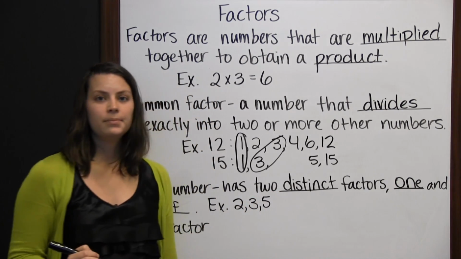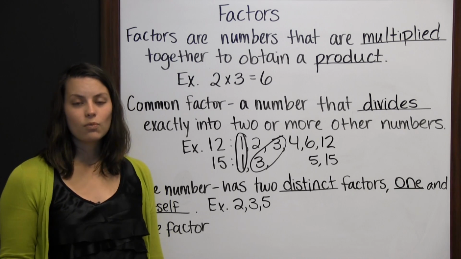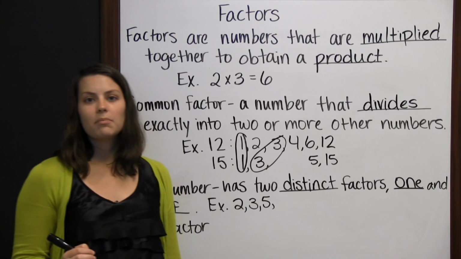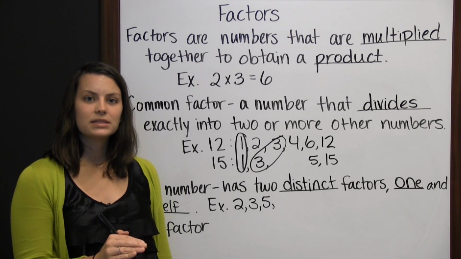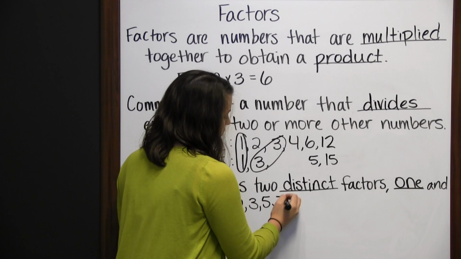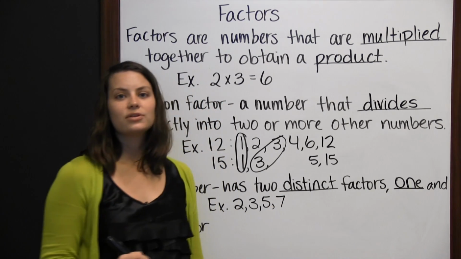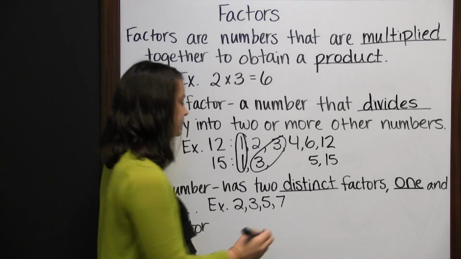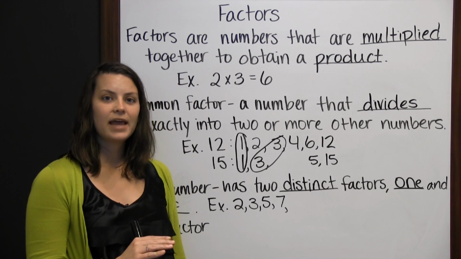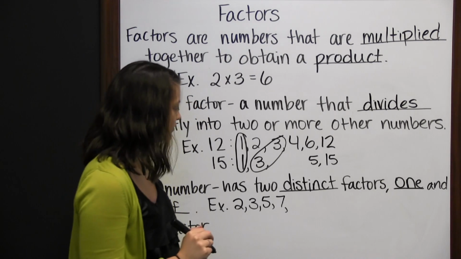5 would be prime. Its only factors are 1 and 5. 6 would be composite. 1 times 6 is 6, and 2 times 3 is 6. 7 would be prime, since its only factors are 1 and 7. 8 would be composite. 1 times 8 is 8, 2 times 4 is 8.